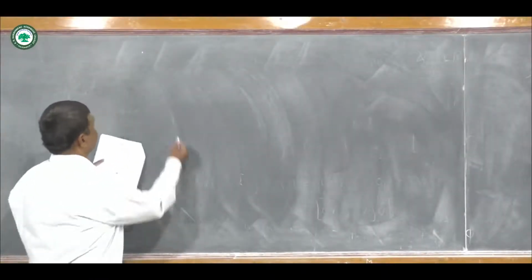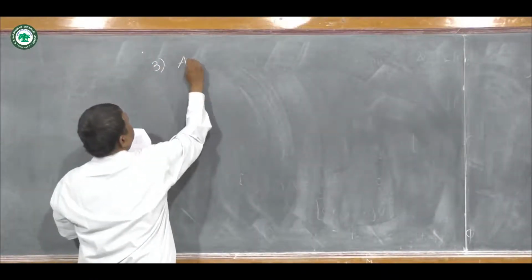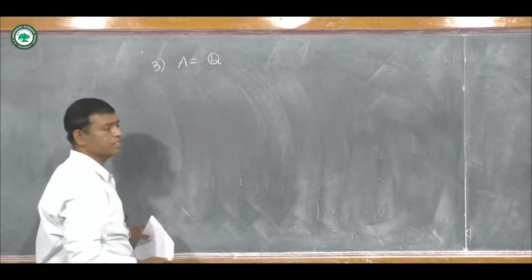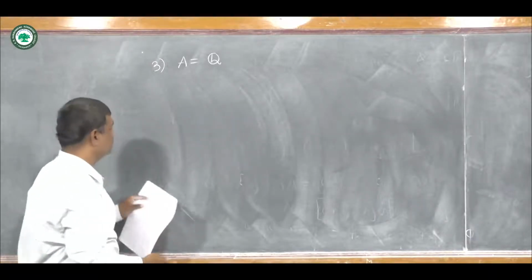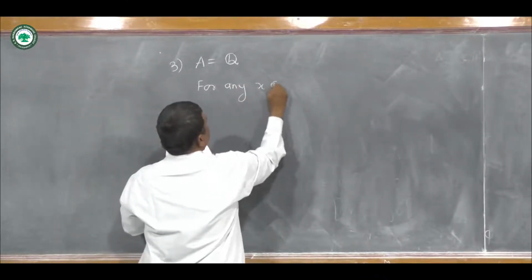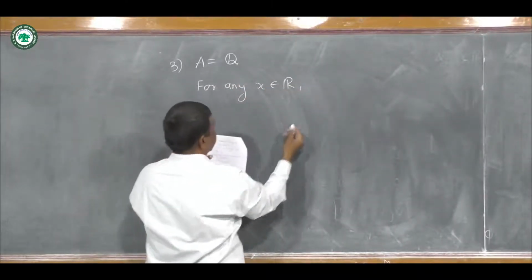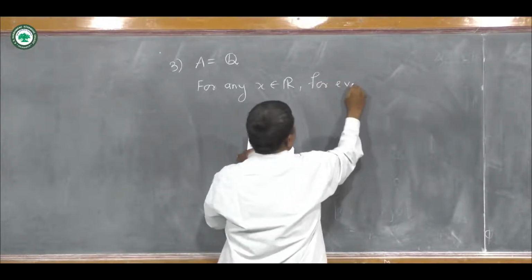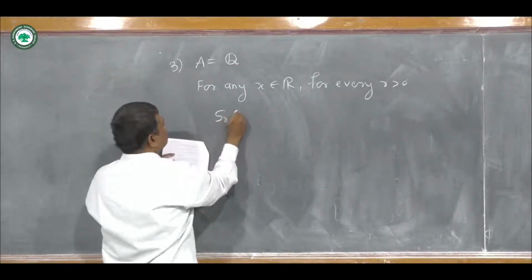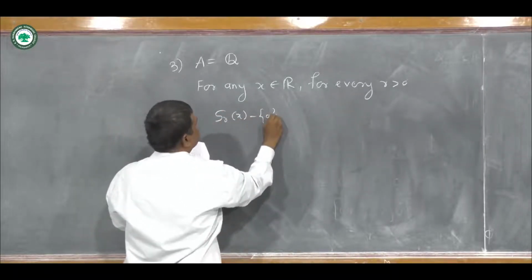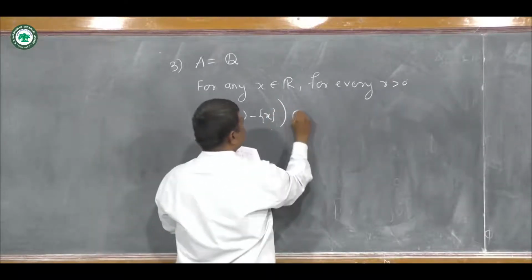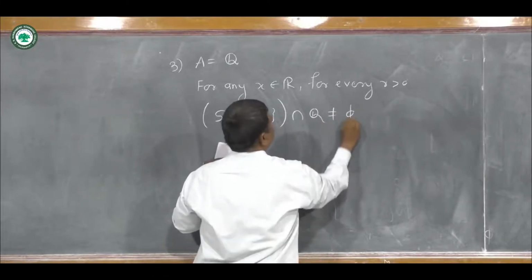Now the next example is the set of limit points of the rational numbers. Here we have A equal to Q, where Q is the set of all rational numbers. Then for any x belonging to R and for every r greater than 0, we have that the intersection of this set with Q is always non-empty.